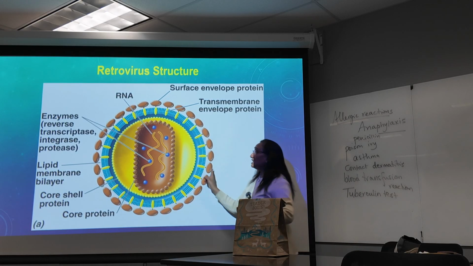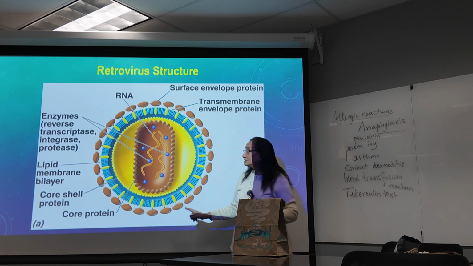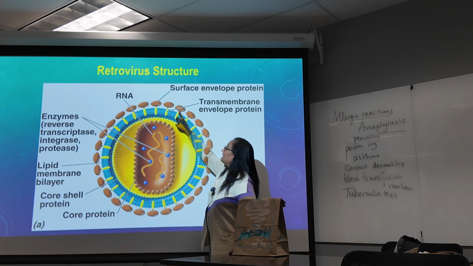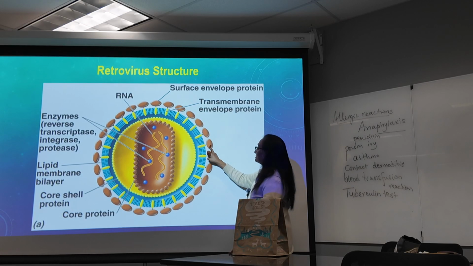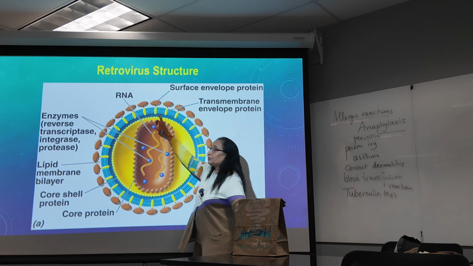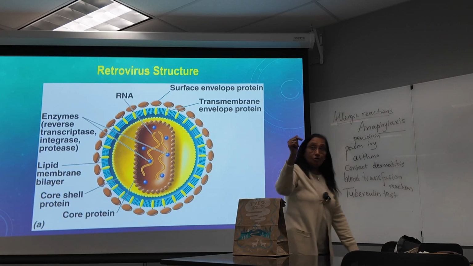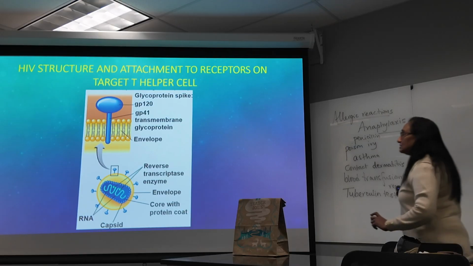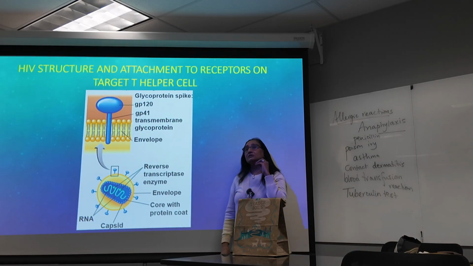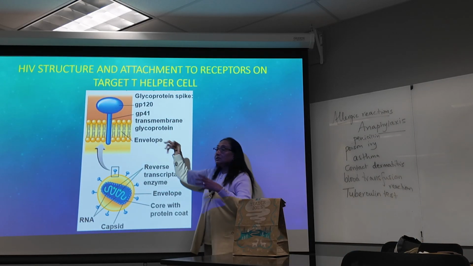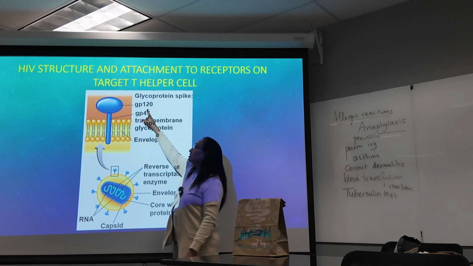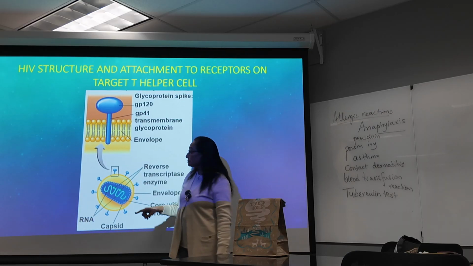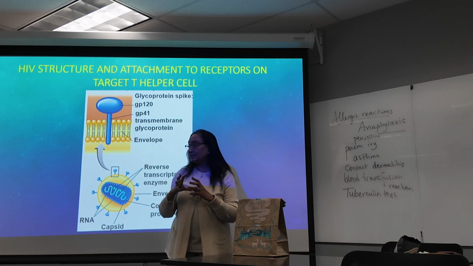Now, these are enveloped viruses. So there is an envelope with spike proteins, and this spike is of importance. It is important for the virus to get into the host cell. This is a glycoprotein spike, that is, it is made up of sugar and protein. The globular part of the protein is called GP120, and then this is GP41. So these are glycoprotein spikes.